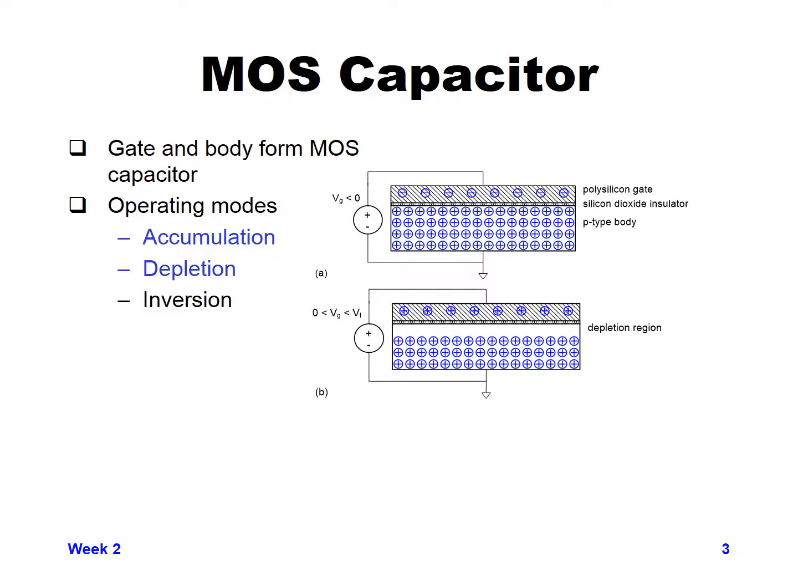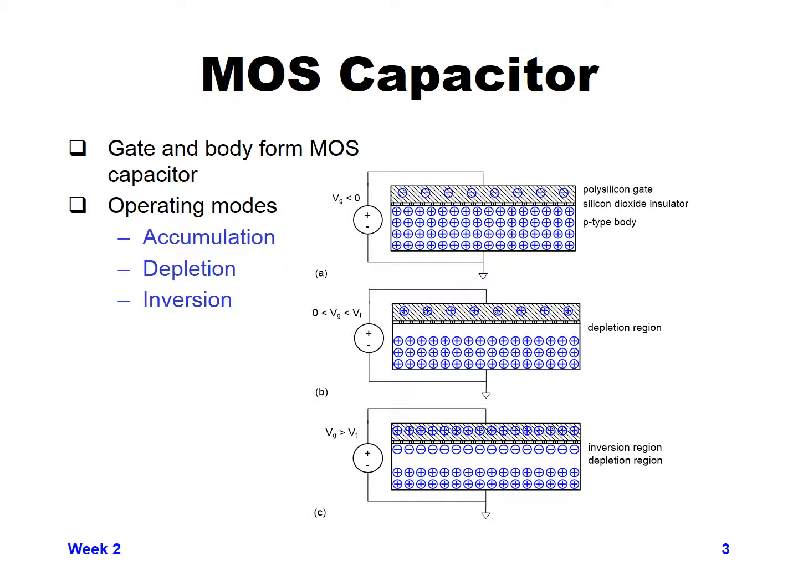Second operating mode is depletion. So let's say we put a positive voltage on the gate, but the value or the level of positive voltage is less than the threshold voltage for the gate. So this is depletion, where we're pushing P charges away from the P bulk or P body that's right underneath the gate oxide insulator, silicon dioxide insulator. But we're just pushing the P charges away. We're not attracting any N charges yet.